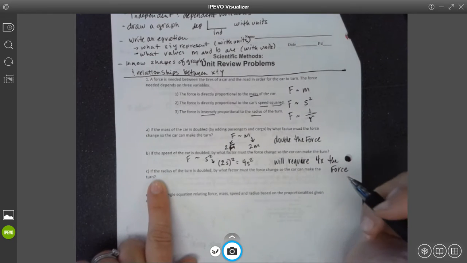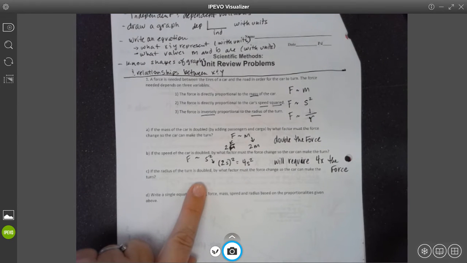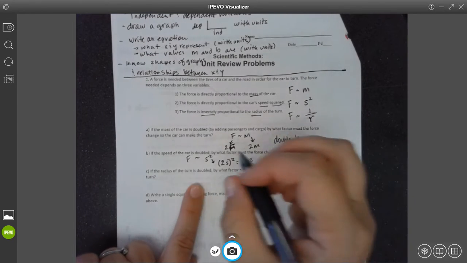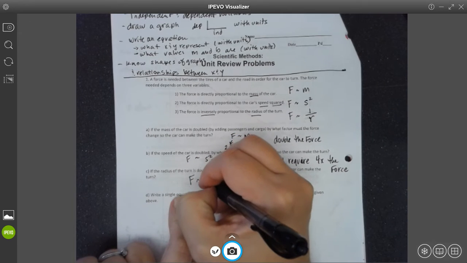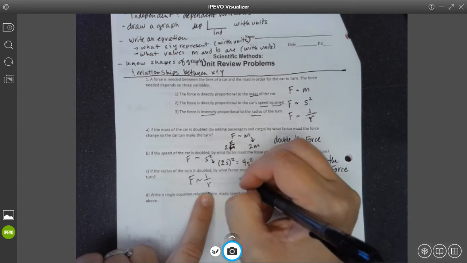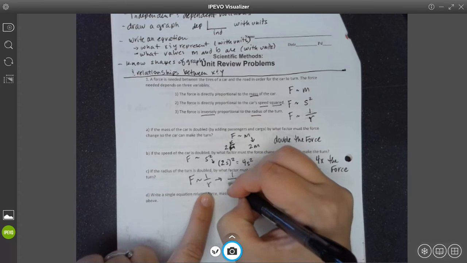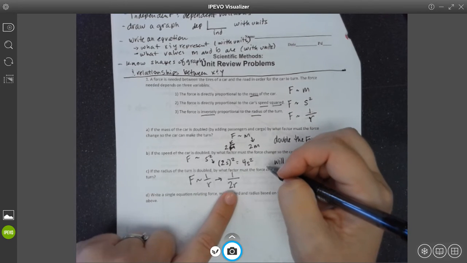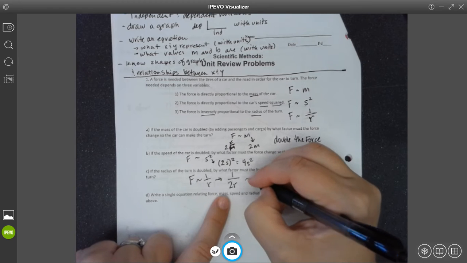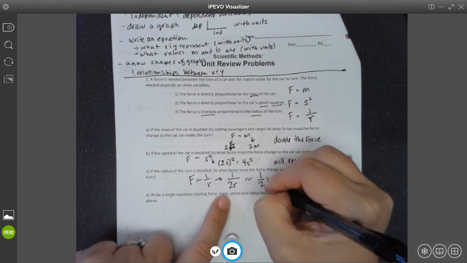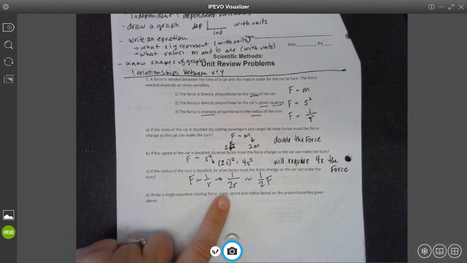All right, next, if the radius of the turn is doubled, by what factor must the force change so the car can make the turn? If force is inversely proportional to the radius and the radius is doubled, what's happened is now we've got 1 over 2r. And so for this to stay the same, we're going to have 1/2 the force. So it's only going to take half the force if the radius is doubled.